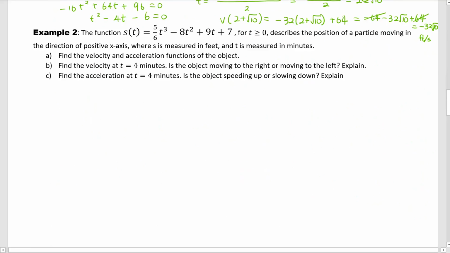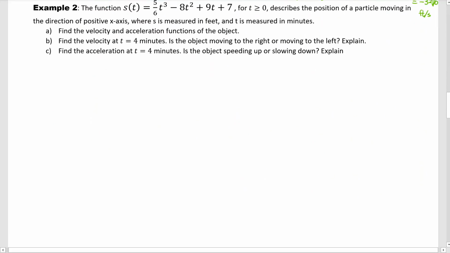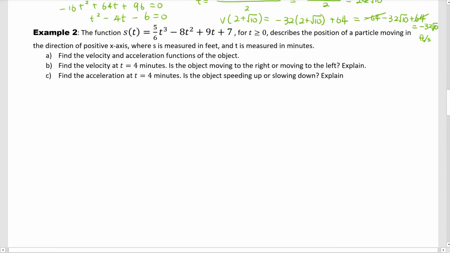Let's continue on to example 2. Alright, we're given the functions. We want to describe the position of a particle moving in the direction of the positive x-axis, where s is measured in feet and t is measured in minutes. Part A, find the velocity and acceleration functions of the object.